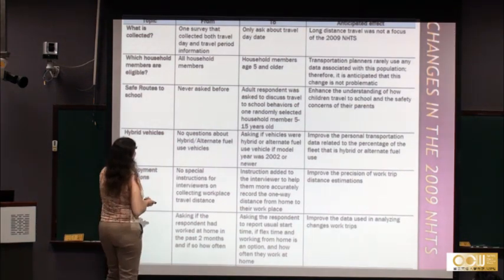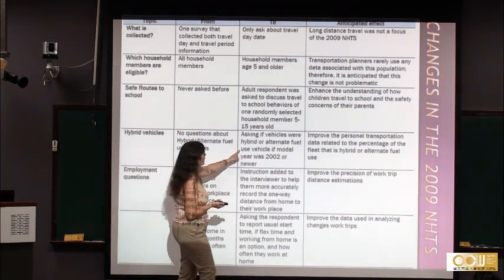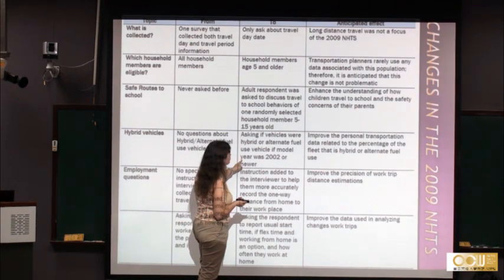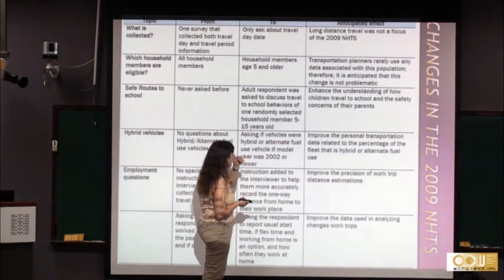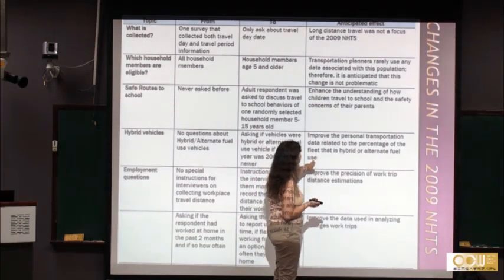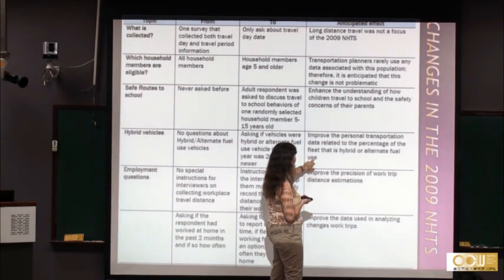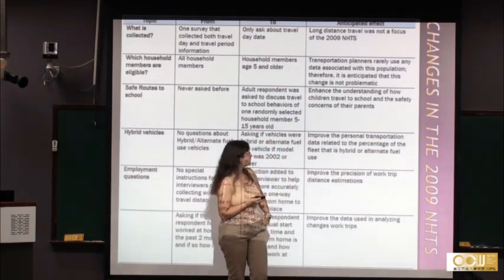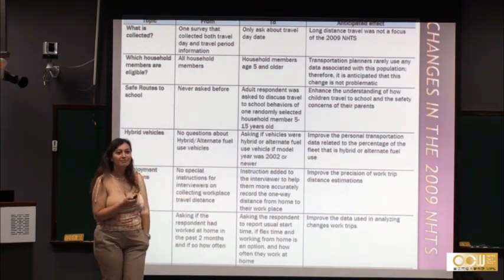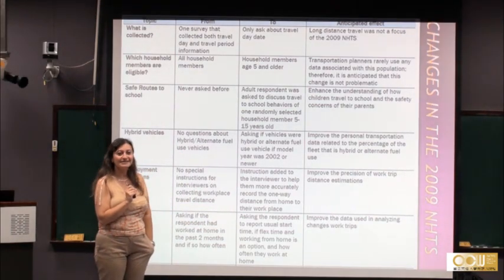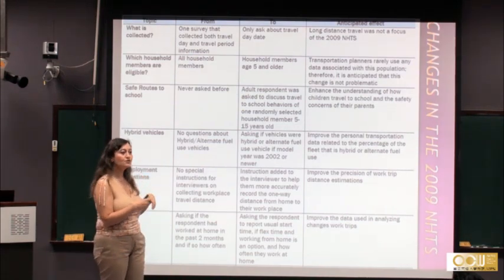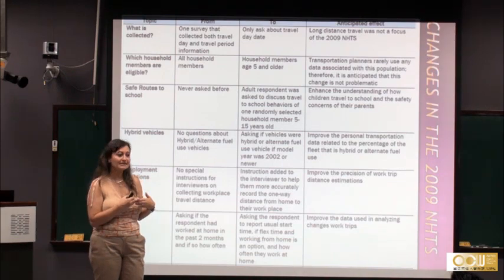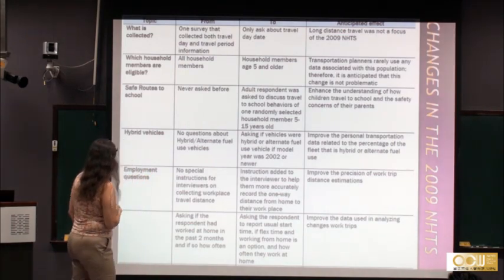They were also asking about hybrid vehicles. They wanted to know if there are hybrid or alternative fuel vehicles in the household since 2002, and they want to improve their understanding of personal transportation data related to hybrid or alternative fuel use. In Maryland, I think nobody said that there was an electric car, although there were some hybrid vehicles in the fleet. So you start to see the percentage of these hybrid vehicles in the United States becoming kind of significant. You can see that from the National Household Travel Survey.